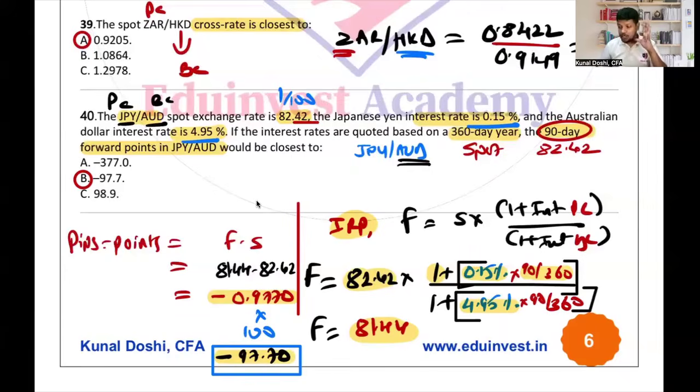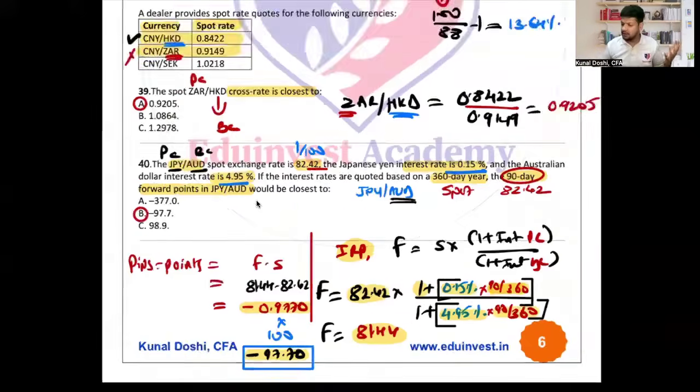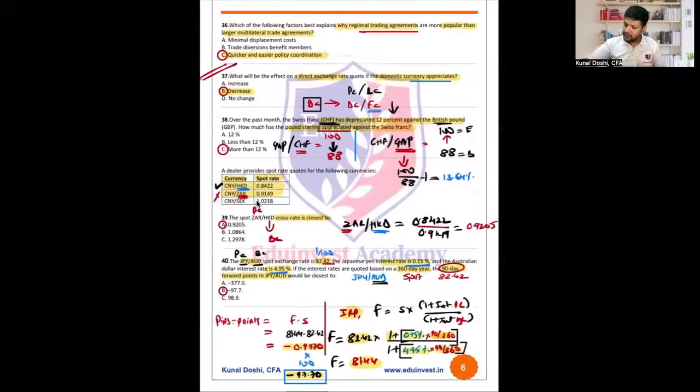Also, this is one of the very few questions where the interest rate parity is broken down into 90 days. Normally, they give you annualized only. So they put all the complexity that they can in this question. Got it? Everyone?